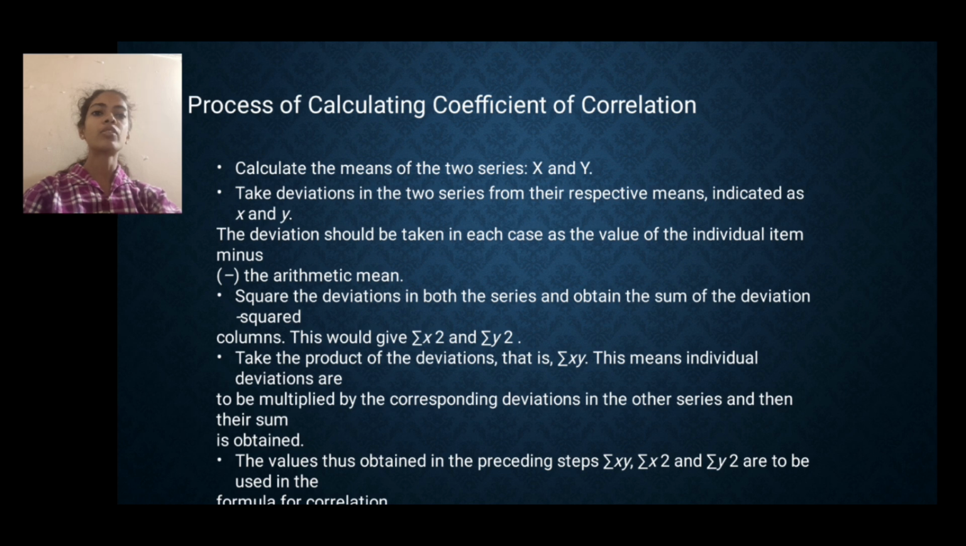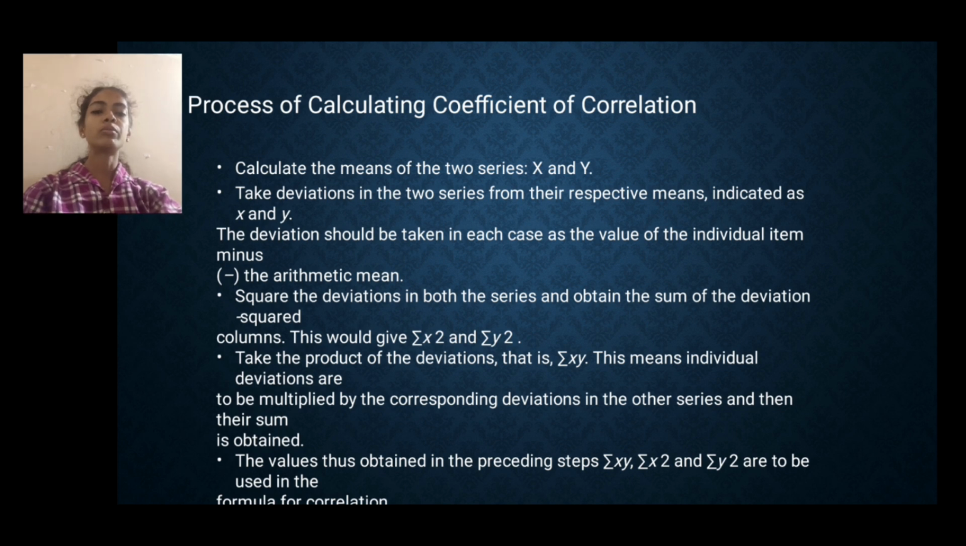Process of calculating the coefficient of correlation. Calculate the means of the two series x and y. Take deviations in the two series from their respective means, indicated as x and y. The deviation should be taken in each case as the value of the individual item minus the mean. Then square the deviations in both the series and obtain the sum of the deviations squared.